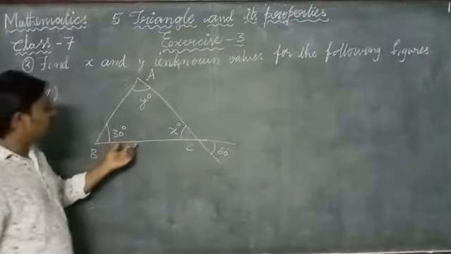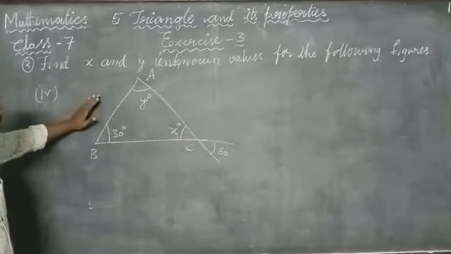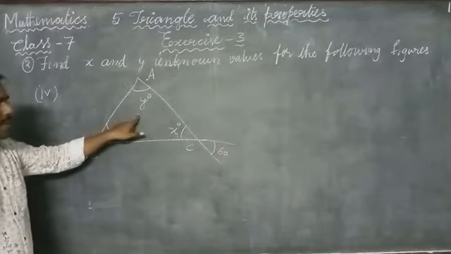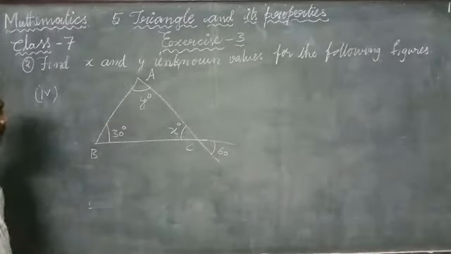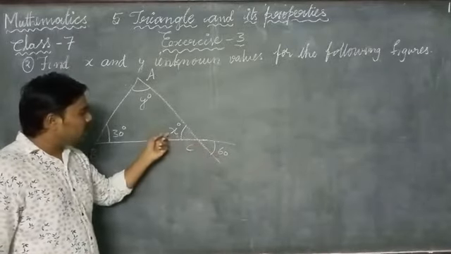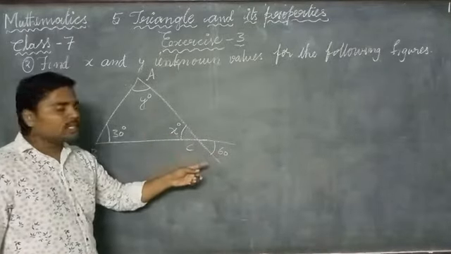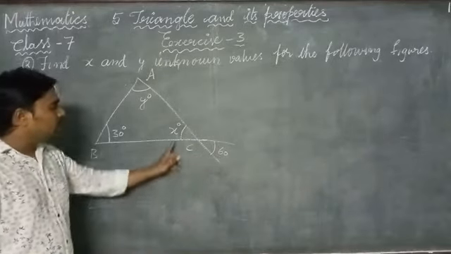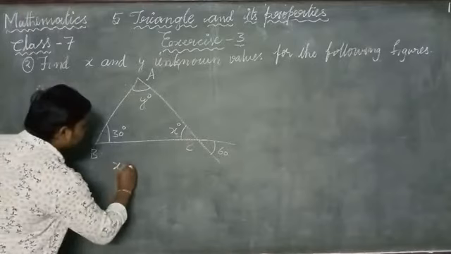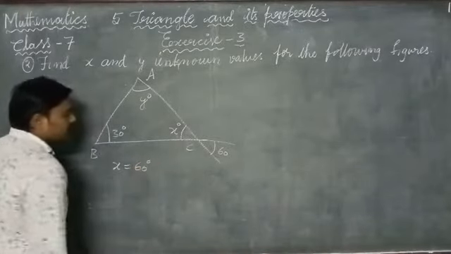This is the triangle ABC they have given. In this triangle, 30, x and y are the angles. Here if you observe, angle 60 equals x, or x equals 60, because the vertically opposite angles are equal. Here x equals 60 degrees.